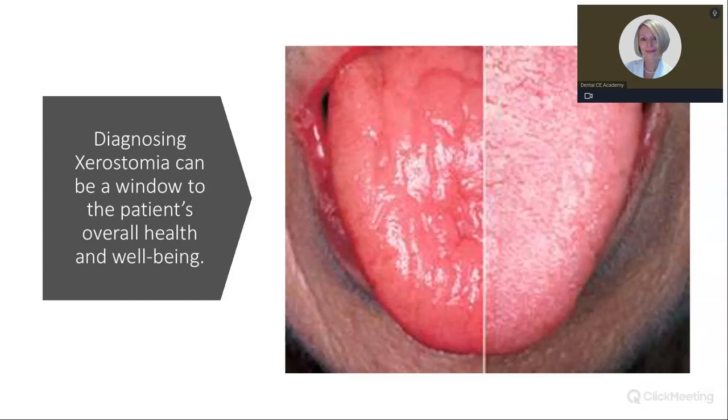So diagnosing xerostomia can be a window to the patient's overall health and well-being. And if you look at this photo, what are some of the things that stand out on the left-hand side versus the right-hand side? The right-hand side, we see a pink, happy tongue. It's papillated. It appears to be moist. The lip appears to be relatively moist compared to the left-hand side. On the left-hand side, we see a tongue that is notably depapillated, it's cracked, it's fissured, it's red, it's angry, it's sore looking. Lips are red and inflamed, and angular cheilitis.